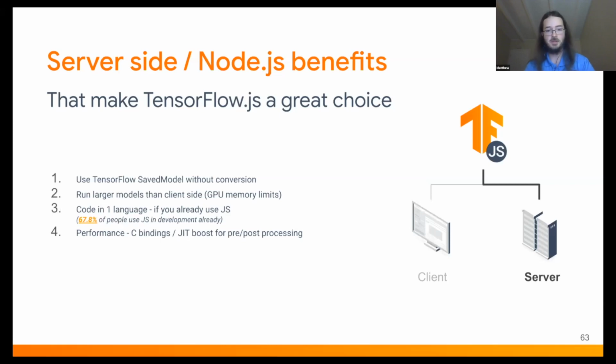Next, you can code in just one language. If you were running TF in Python and trying to serve stuff in Node, this removes that requirement. You can do your whole server in Node.js. Finally, performance. The JIT compiler is very good at getting high performance from pre-processing and post-processing code. Of course, there's ways to do that in Python too, if you just keep everything in NumPy and use the C bindings. But it can be easy to do this in Node as well.